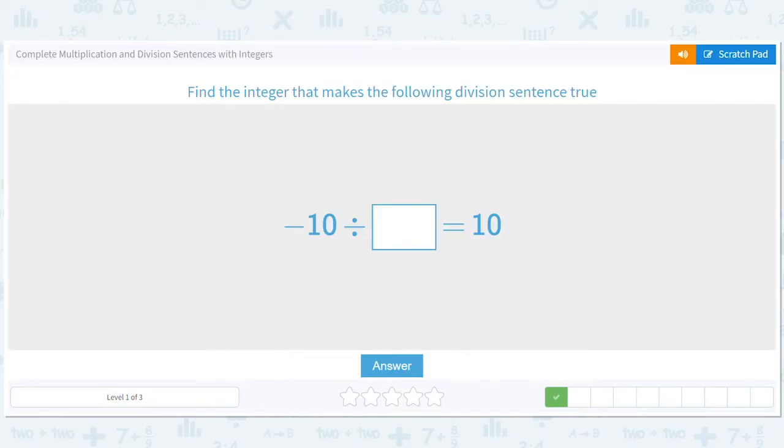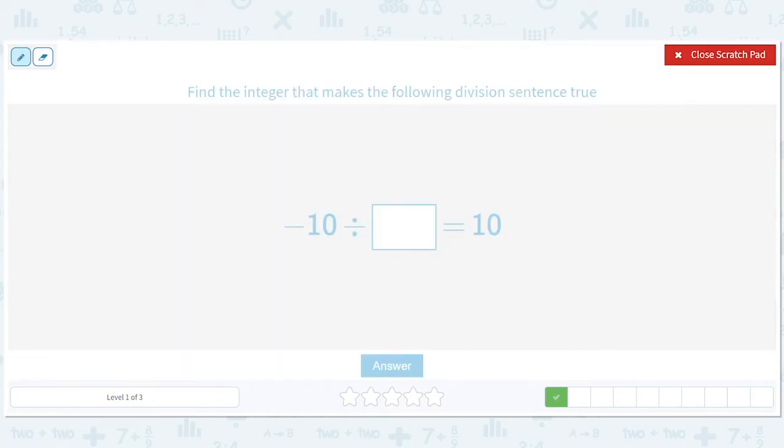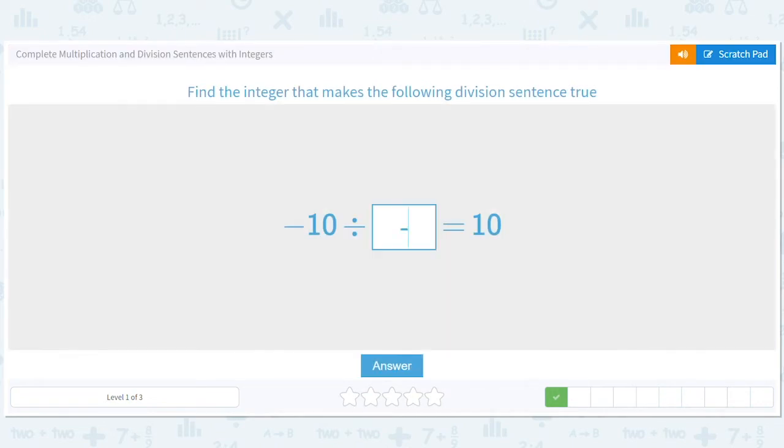Okay, so now we know we need a negative number, right? Because this is positive. So for it to cancel out, we need a negative number. So what could it be? Well, now we're not worried about the signs. We just know it's got to be a negative number. So 10 divided by what equals 10? Well, 10 divided by 1 equals 10, but we need it to be negative. So it's negative 1.